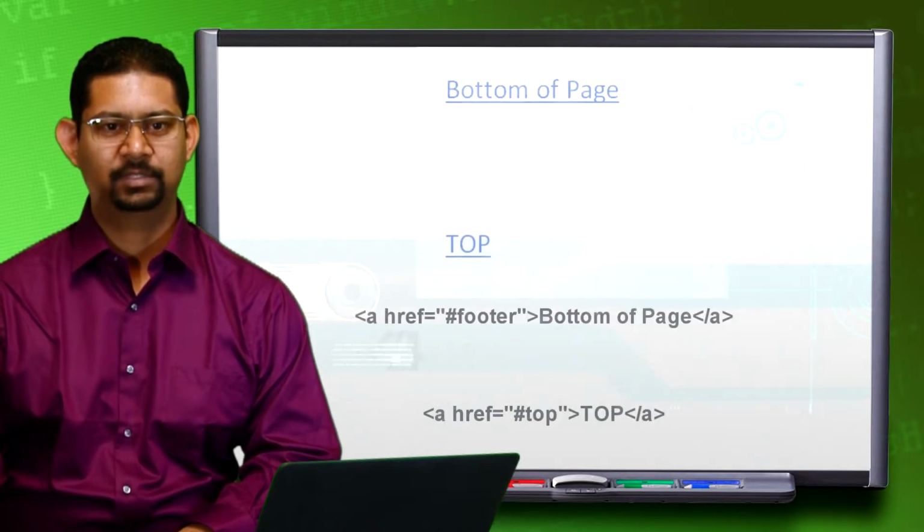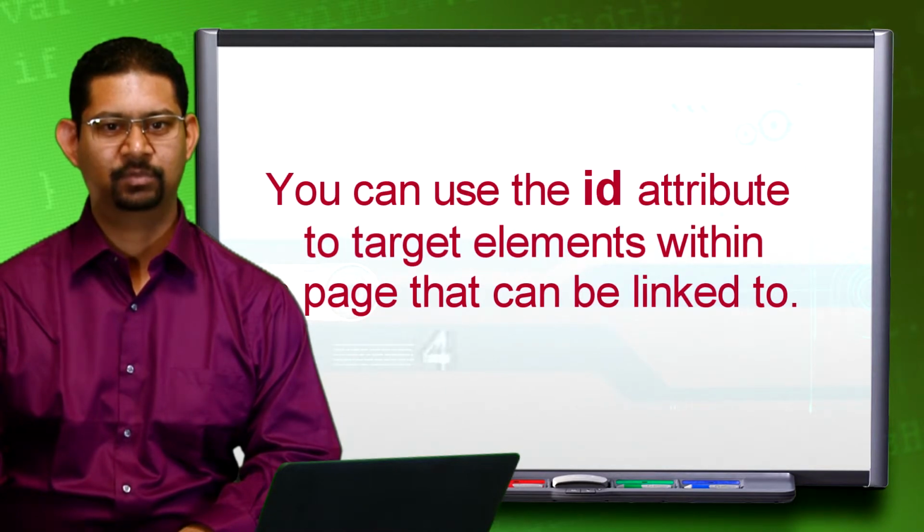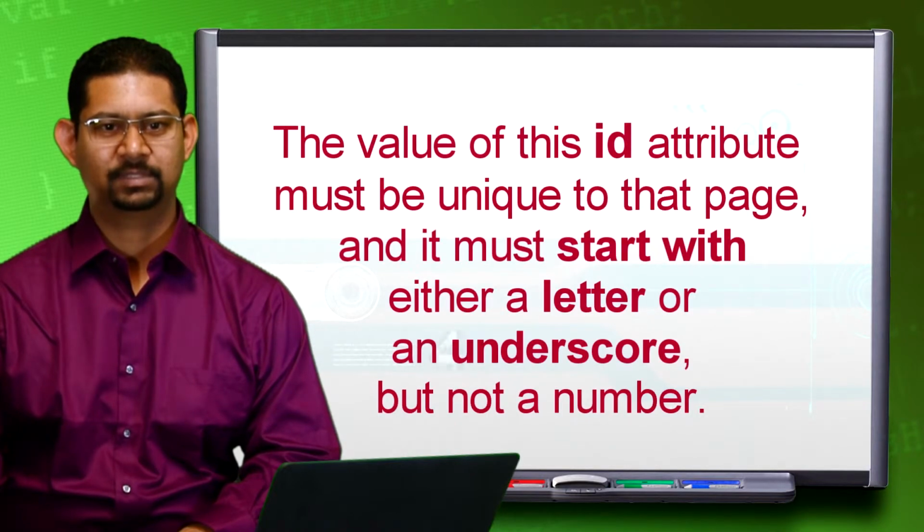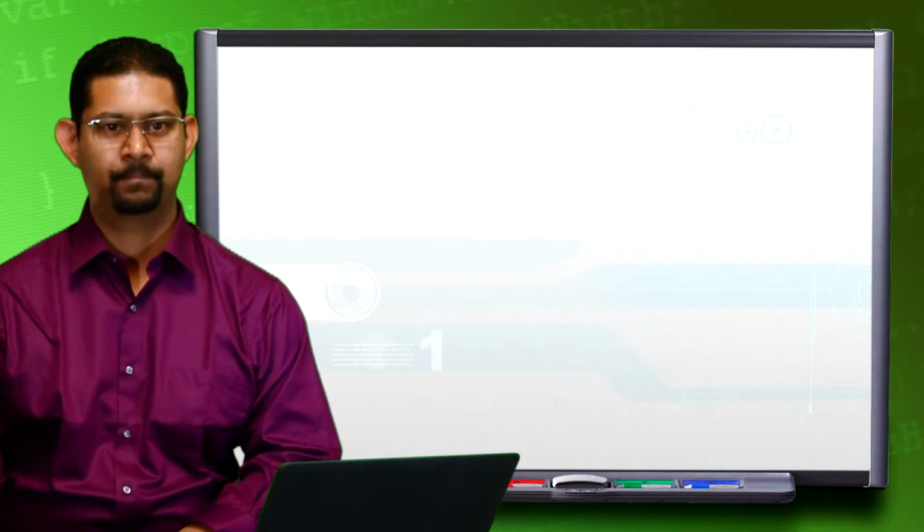On a long page, you can link from one part of that page to another. You can use the ID attribute to target the elements within a page that can be linked to. You can also tell these types of links from their hashtags. The value of this ID attribute must be unique to that page, and it must start with either a letter or an underscore, but not a number. So let's create some links.